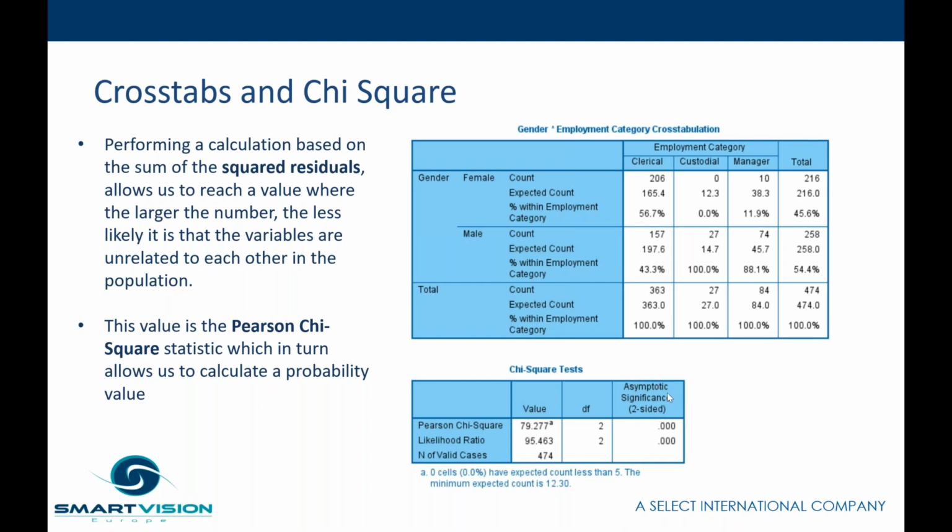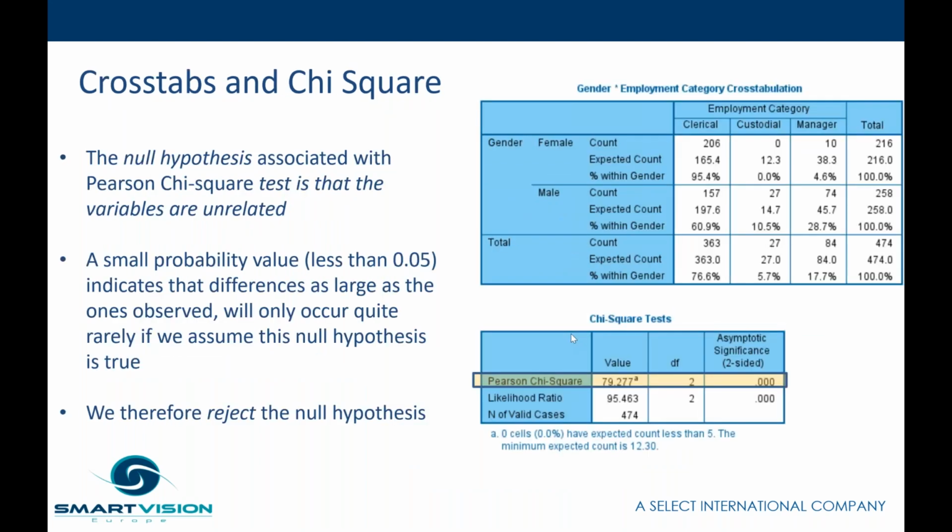And you can see here that the significance, the p-value, is shown as asymptotic significance, two-sided. Two-sided just means it doesn't assume that there's any direction: men are more likely to be managers than females, or females are more likely to be managers than males. It just assumes that it could go either way. And the probability value here is less than 0.05. It's less than 0.01. It's actually off the scale. It's a very, very small number.